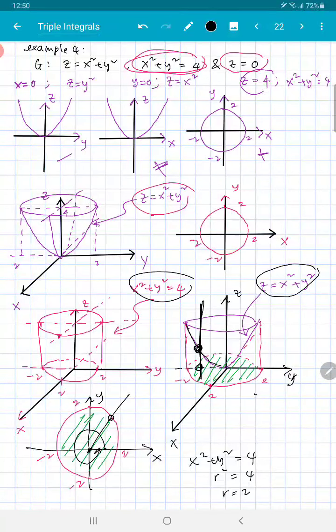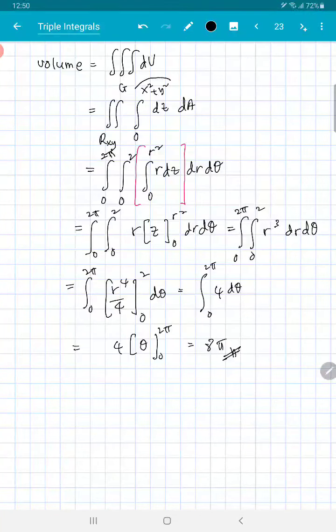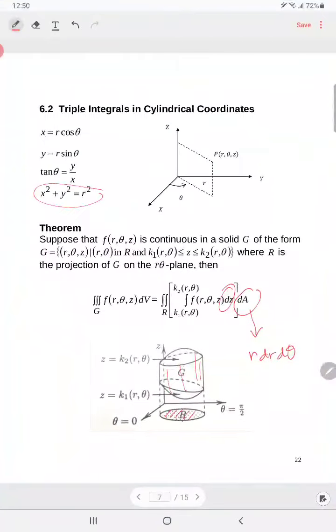So here we project our solid G onto the xy plane, and the region here, in this case, is a circle. So it's better to use cylindrical. Instead of x and y, we use r and theta. In this case, x squared plus y squared is r squared, and dA is r dr d theta. Then evaluate as usual, and you get your volume. Okay, that is example 4.